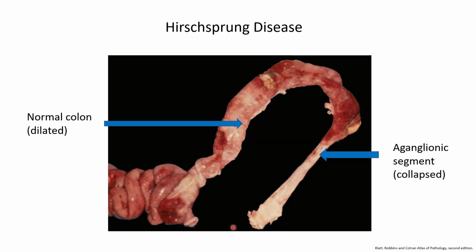In this picture, we can see the affected aganglionic segment, which lacks the ganglion cells, and it appears collapsed. Proximal to this affected segment, here we have the normally innervated, more proximal colon, and it is dilated as a result of the distal obstruction.